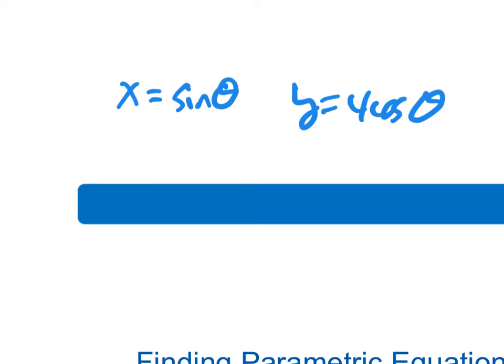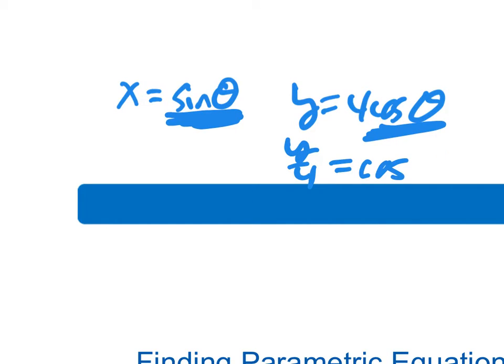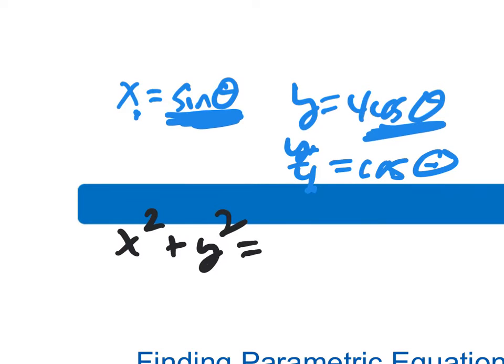We had to use a trig identity. So this is already solved for sine. This one I'll solve for cosine, y over 4. Okay, you're going to help me out then. So if sine of theta is x and cosine of theta is y over 4, then what do I do now? You have to square it to get the identity, because we're using x squared plus y squared equals 1.